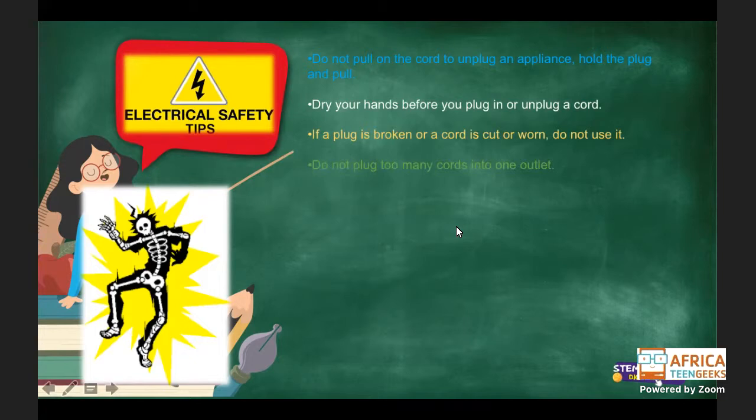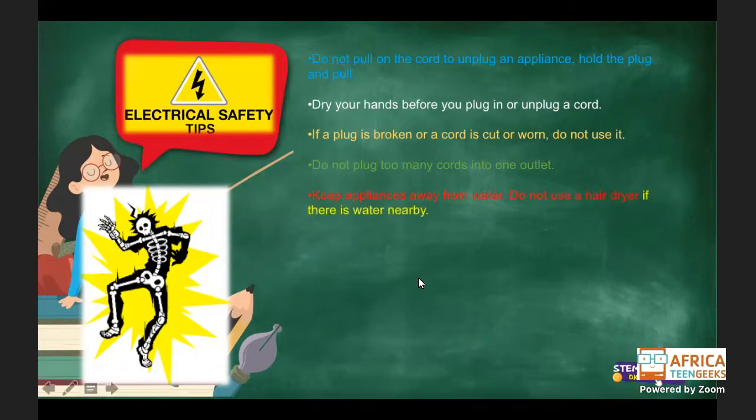The other one is that you should not plug too many cords in one outlet, because there is a potential of power failure. It can create power failure or create unnecessary shock. Therefore, do not overload an electrical cord or outlet.